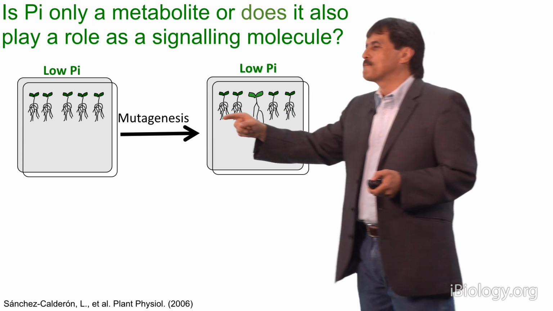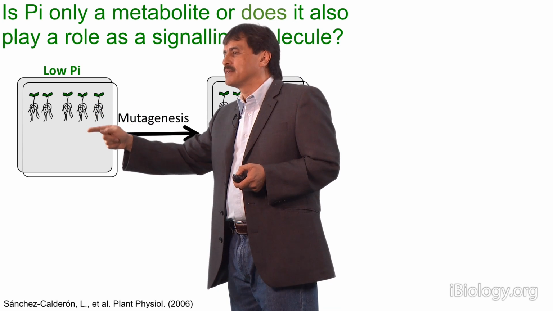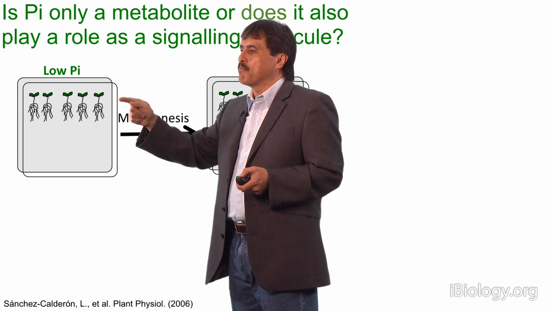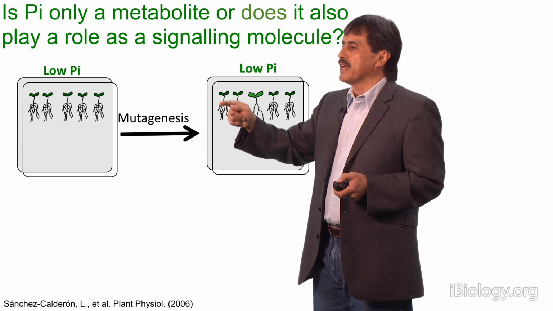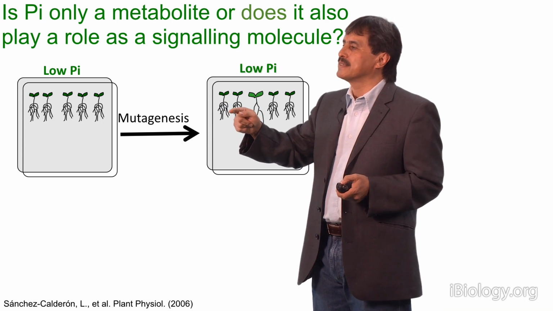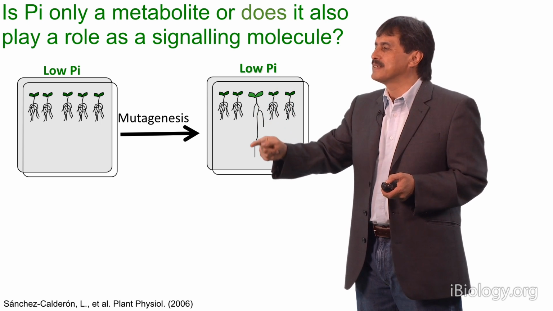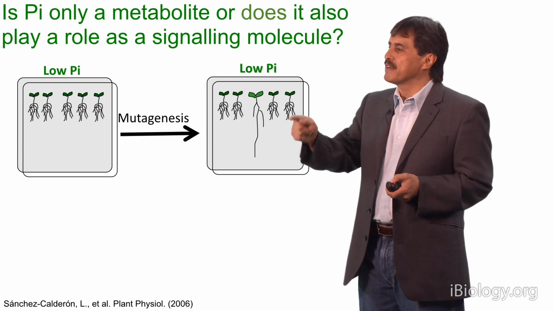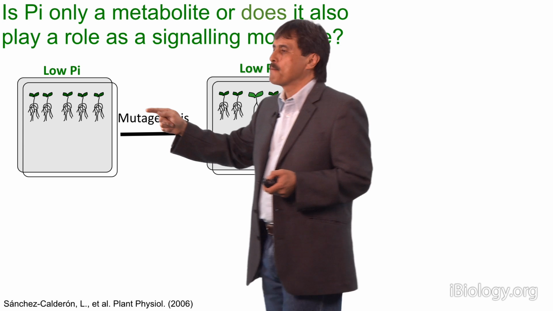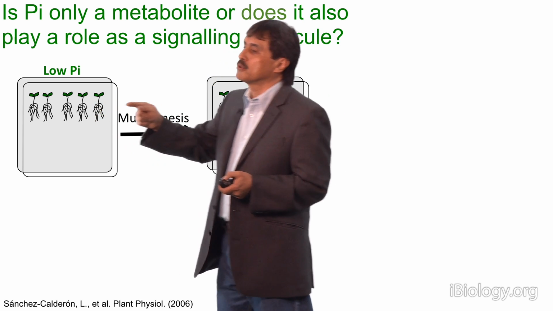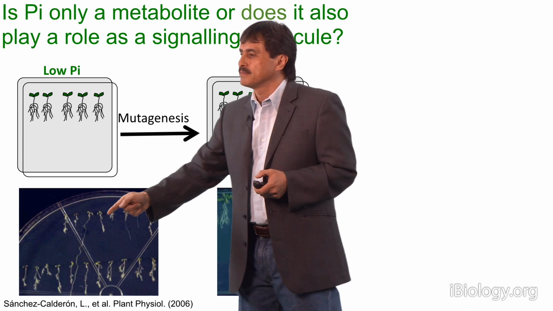So if phosphate is a signaling molecule, one should be able to obtain, and this is a cartoon of how an Arabidopsis plant grows on low phosphate, mutants that do not respond with this change of developmental program, even under low phosphate conditions. If it's only a metabolite, we should not be able to find these mutants. And what happens is that we can find these mutants.